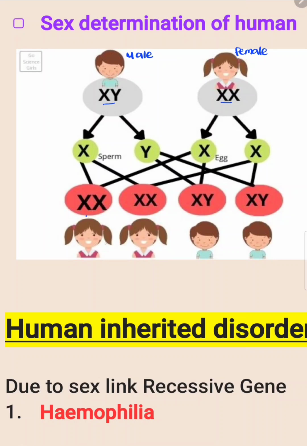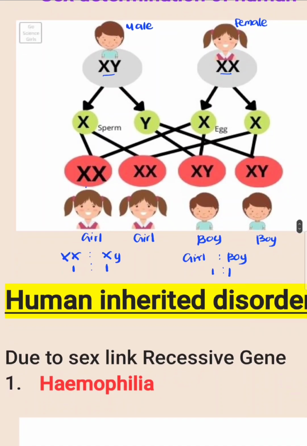That means XX means girl, and XY means boy. The genotype ratio is XX to XY, 1:1. 2:2 means, when we simplify, 1:1. The phenotype ratio of girl to boy is also 1:1. That means there is a 50% probability of getting a boy and a 50% probability of having a girl.